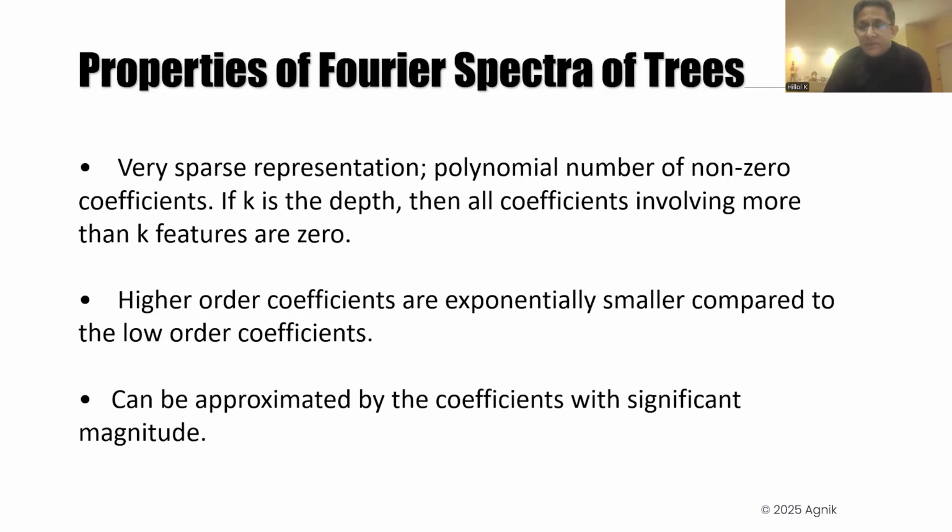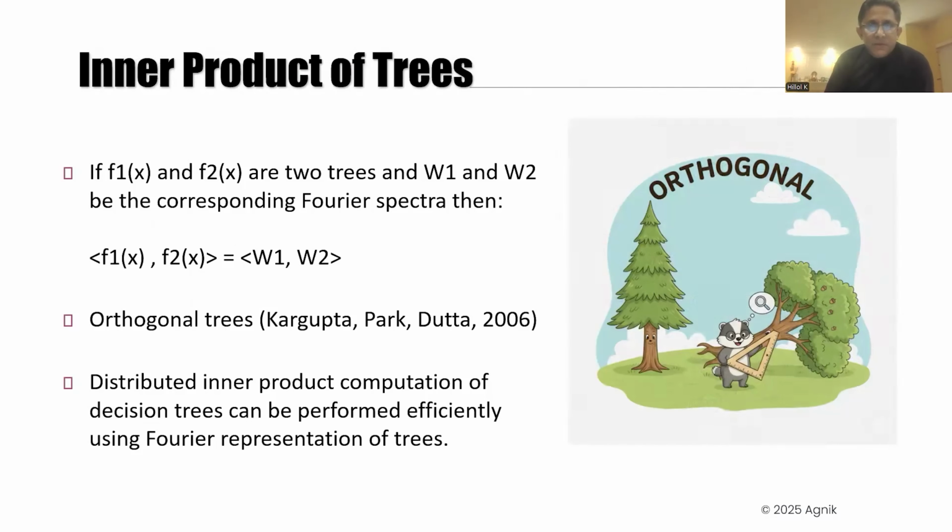And since Fourier is an orthogonal transformation, it also preserves inner product. So you can actually compute the inner product of trees. If f1(x) and f2(x) are two trees, and w1 and w2 are the corresponding Fourier spectra, then the inner product of these two trees, f1 and f2, is equal to the inner product between the Fourier spectra of these two trees. This is what the inner product preservation means.